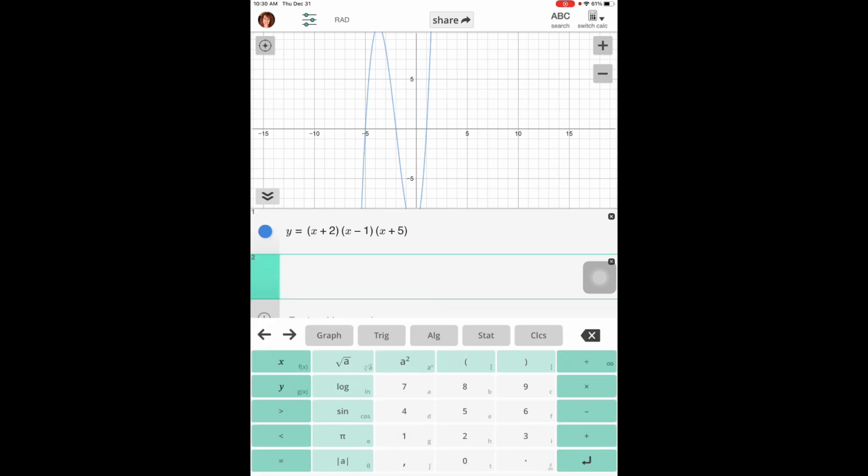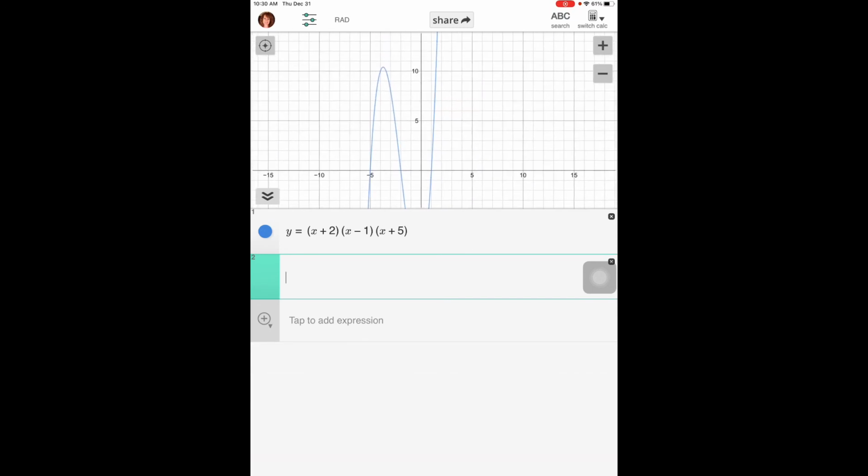Now, say I want to calculate the max and the min on this. Here's how cool this is. You just go up here with your finger and you just tap where the maximum is. And see that little gray dot appears? If you touch that again, it gives you the coordinates. So that's pretty cool. This is where it is at negative 3.7. This is what it is, 10.3.